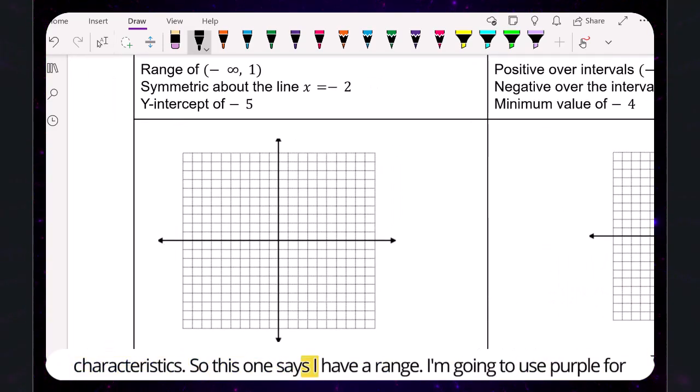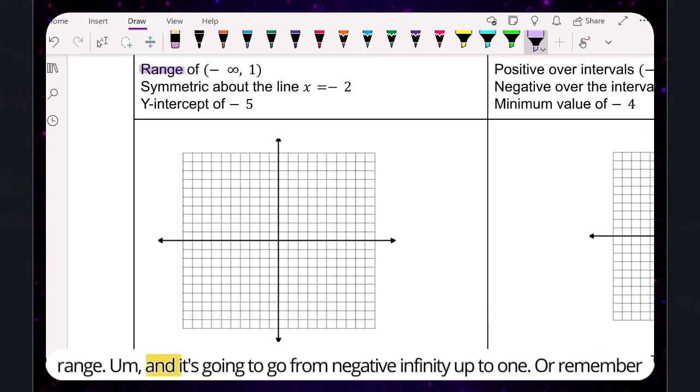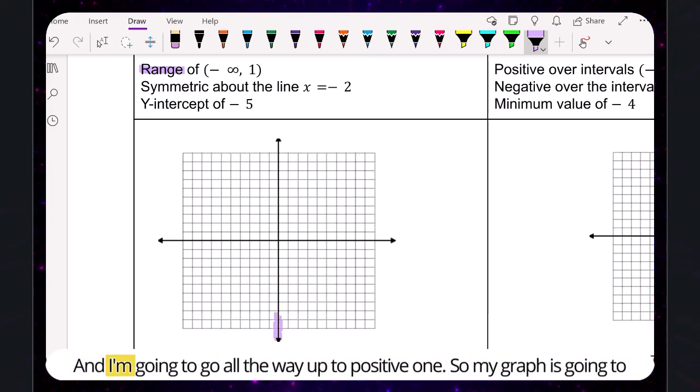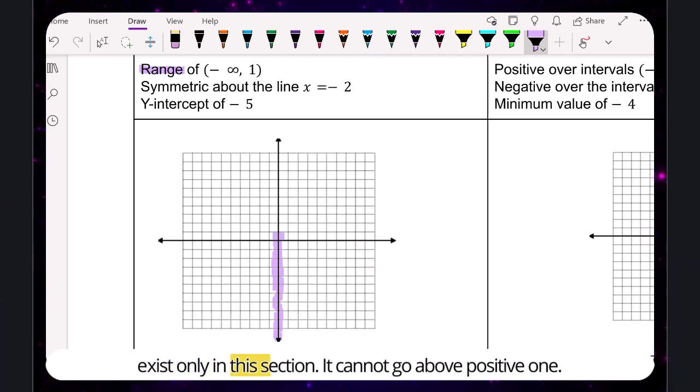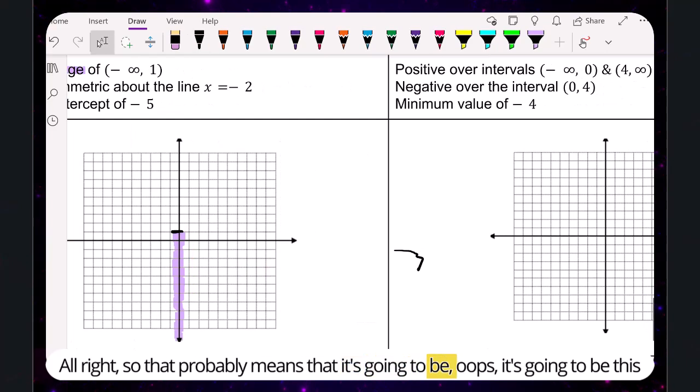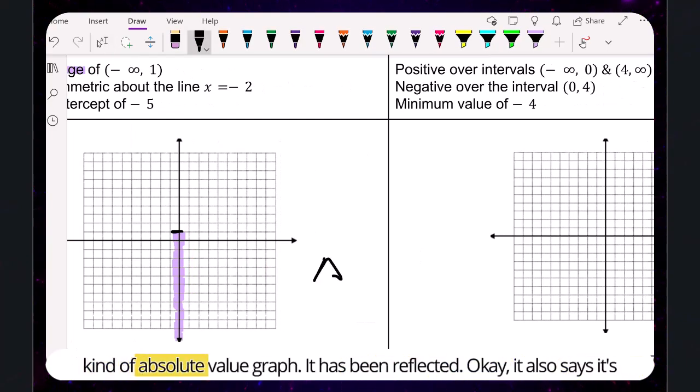So this one says I have a range. I'm going to use purple for range. And it's going to go from negative infinity up to 1. Remember, that's minimum and maximum. So negative infinity is all the way down here, and I'm going to go all the way up to positive 1. So my graph is going to exist only in this section. It cannot go above positive 1. All right, so that probably means that it's going to be this kind of absolute value graph.